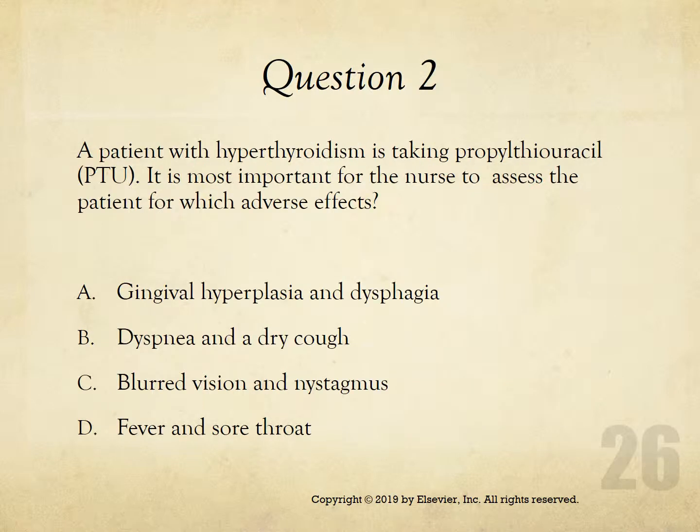Question 2, patient with hyperthyroidism is taking PTU. What's the most important to assess for adverse effects? And you've got to think what the adverse effects are. So the answer would be D, because the most serious side effect is agranulocytosis, and sore throat and fever are early symptoms of agranulocytosis.